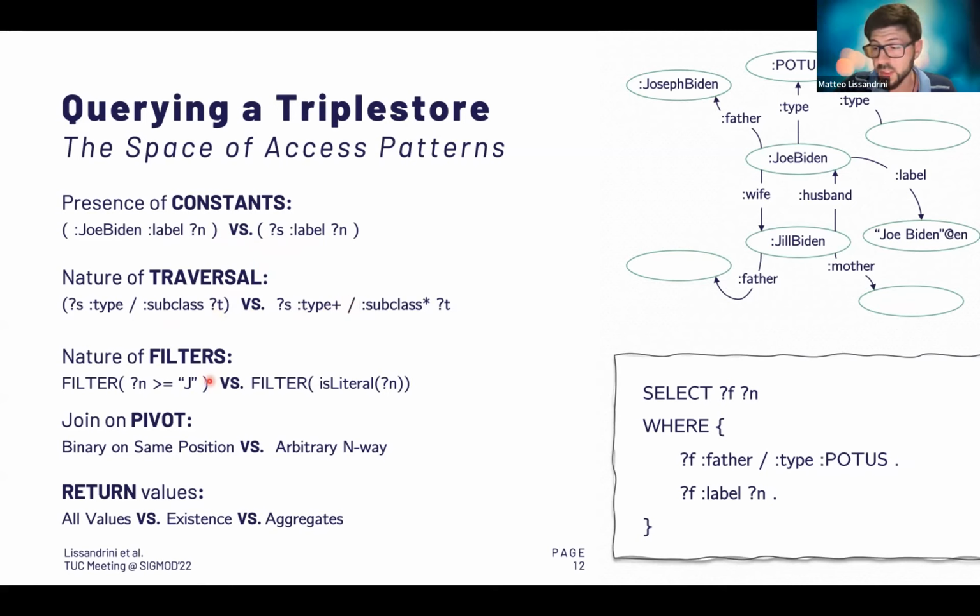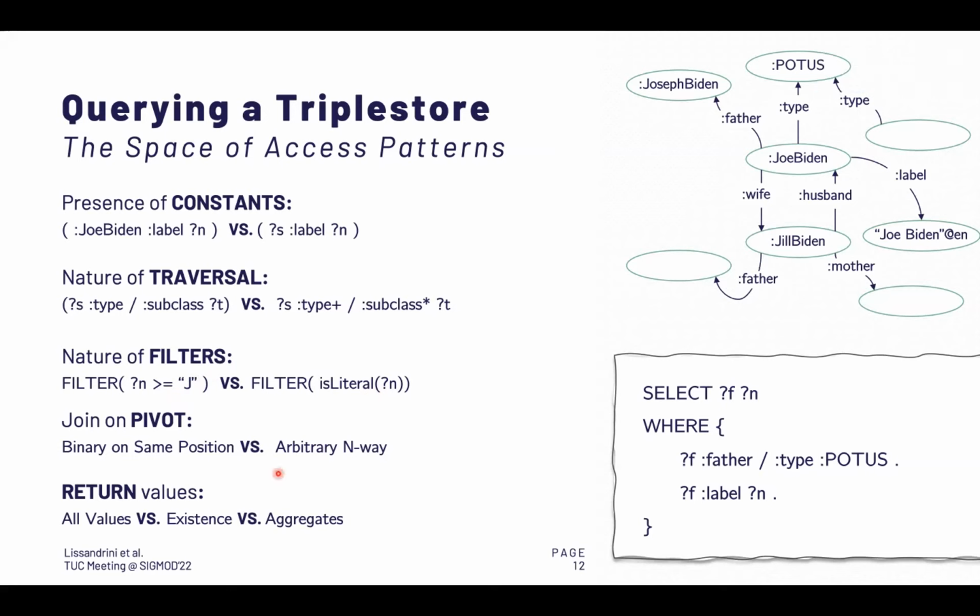When we look at filters, as I was saying, we have a heterogeneous set of data, so of course we could look at range filters. In this case, every literal that is greater than or equal to the letter J itself, so if we are looking in alphabetical order for names. But we can also specify a specific type of filter. For instance, we may want to focus our query only on nodes that are of literal type, or with a specific node type, date, and so on.